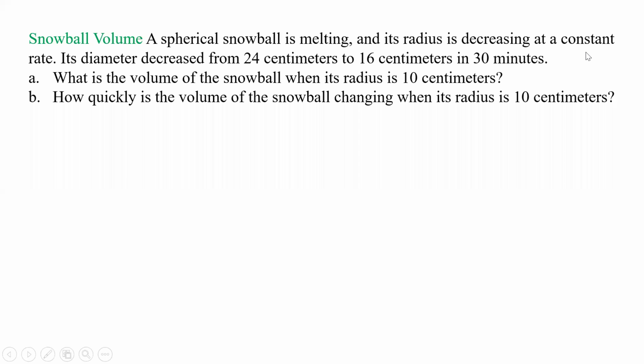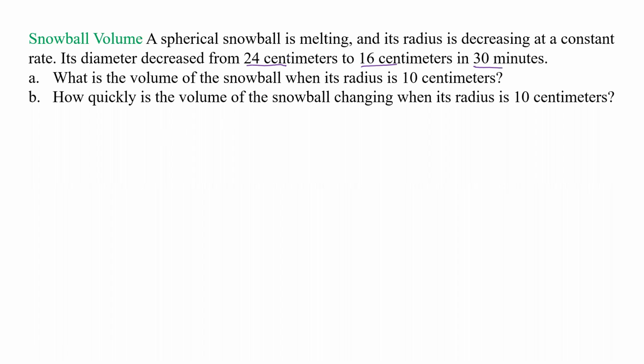All right, so if you watched the first video, I talked about snowballs, and so this is what this one is doing. We have a spherical snowball, it's melting, and the radius is decreasing at a constant rate. So, no matter where, it's a constant rate of decreasing. And it says its diameter decreased from 24 centimeters to 16 centimeters in 30 minutes.